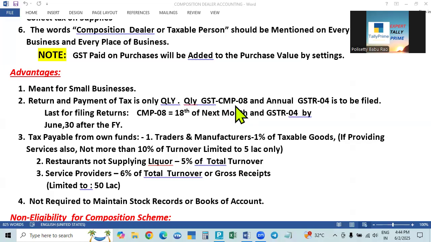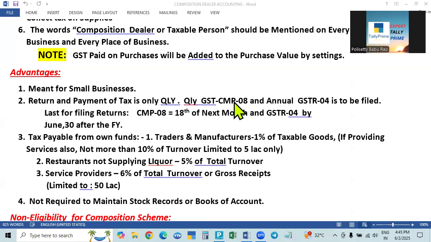Only 4 statements he will file for the whole year. Regular 24. Composition only 4 he has to file. That is also only a statement he has to file. And along with the statement every quarter, the total amount of sale or turnover during that quarter will be mentioned in the statement.